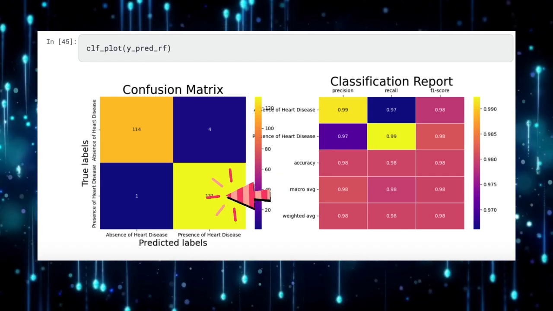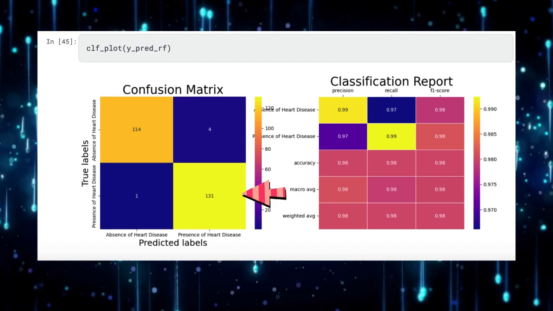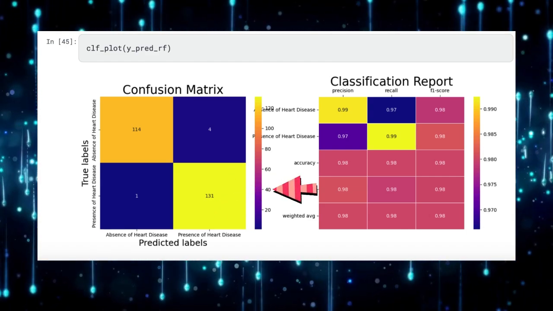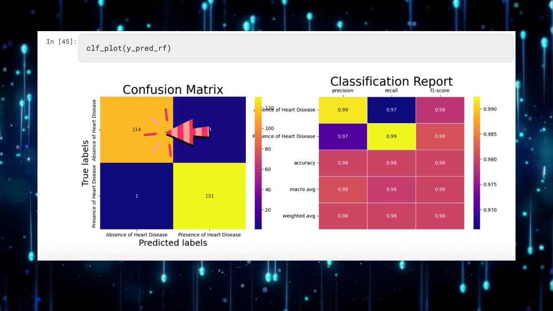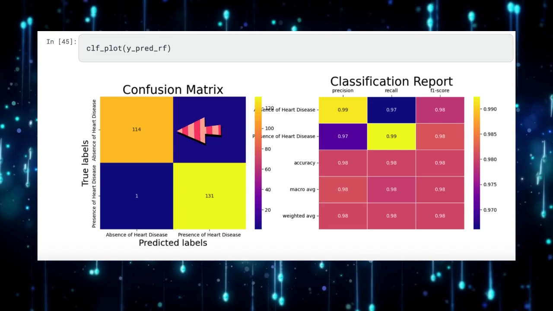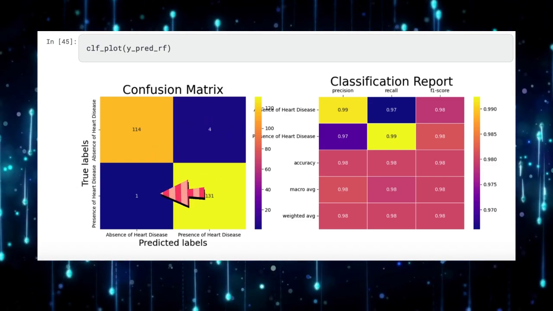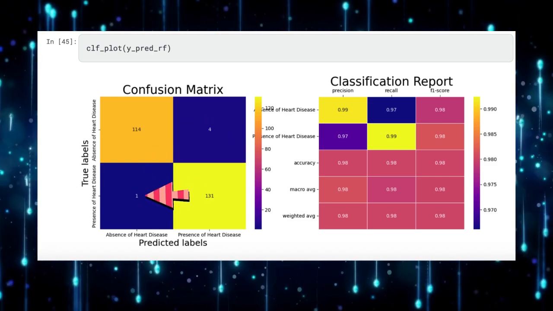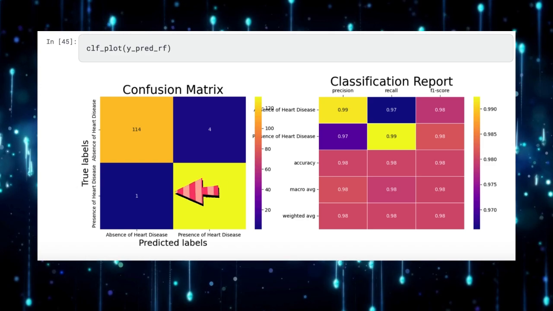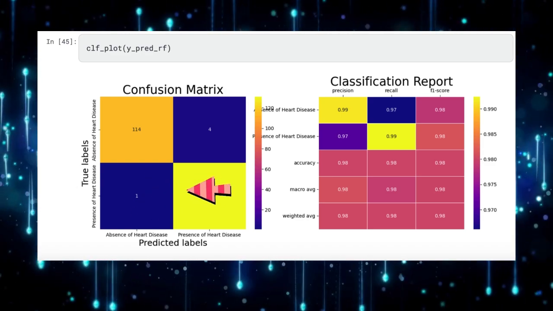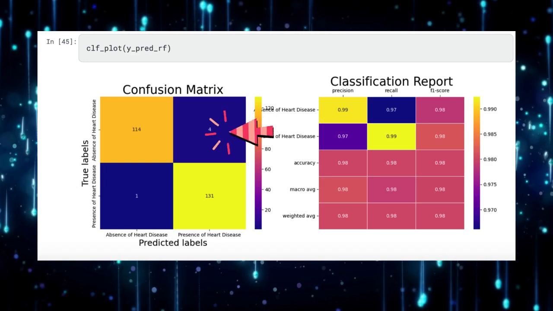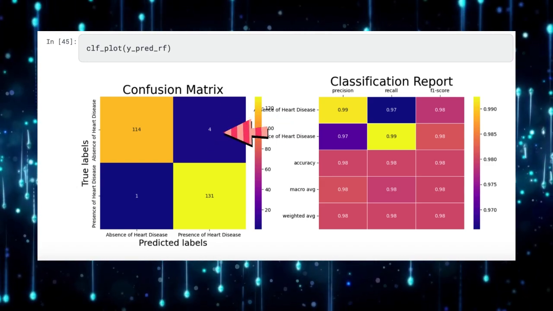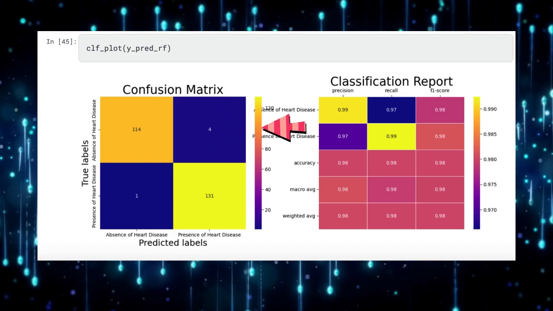Here, 131 cases were correctly predicted as presence of heart disease. True negative, top left, 114. 114 cases were correctly identified as absence of heart disease. False positive, bottom left, 1. Only one case was incorrectly identified as presence of heart disease when it was actually absent. False negative, top right, 4. There were 4 cases where the model failed to detect presence of heart disease when it was actually present.